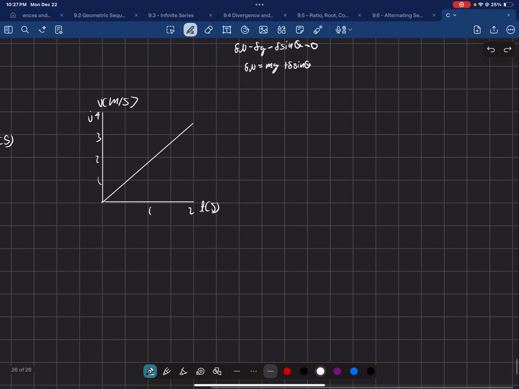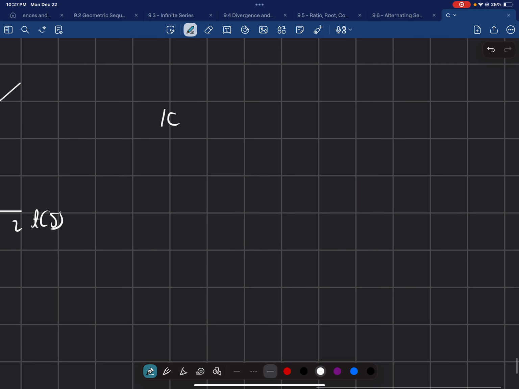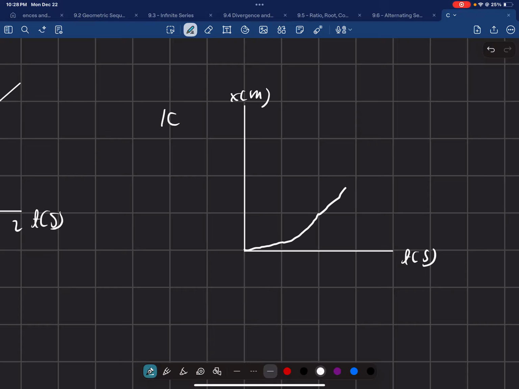For part K, it asks to draw an x-t graph. It should be x in meters and t in seconds. In the first second, we'll just cover 1 meter. It would look something like this.